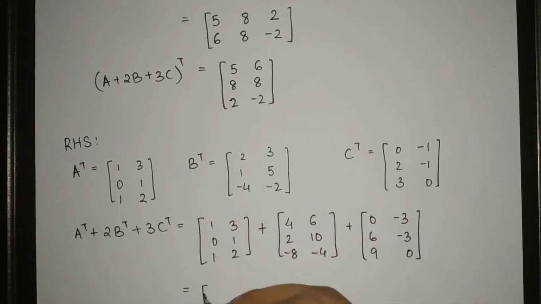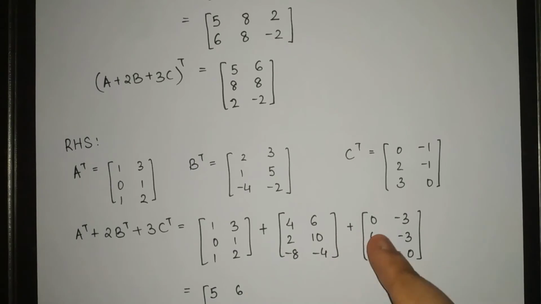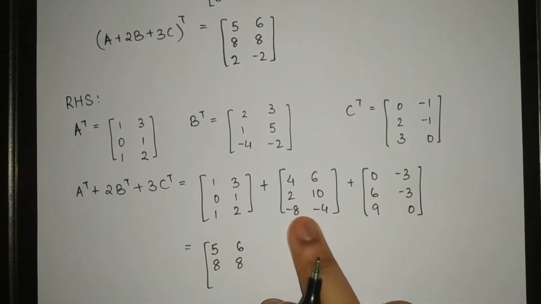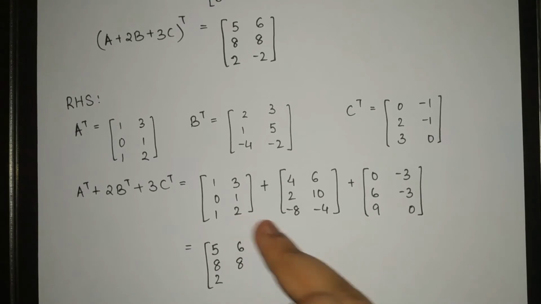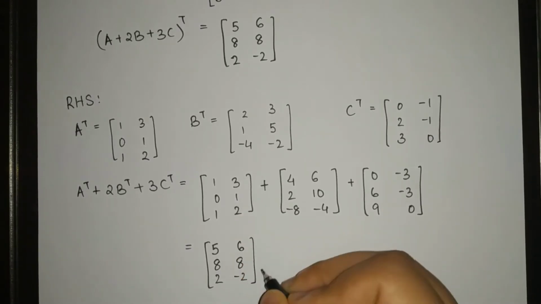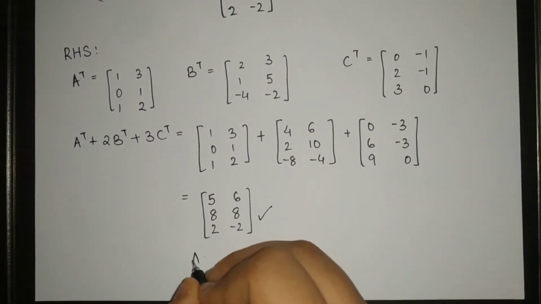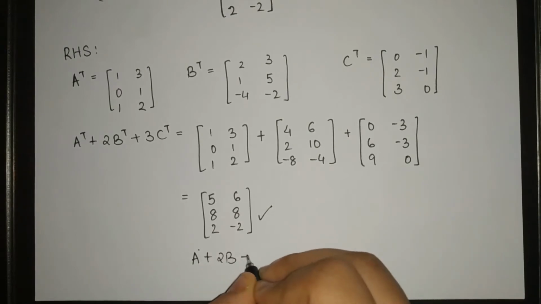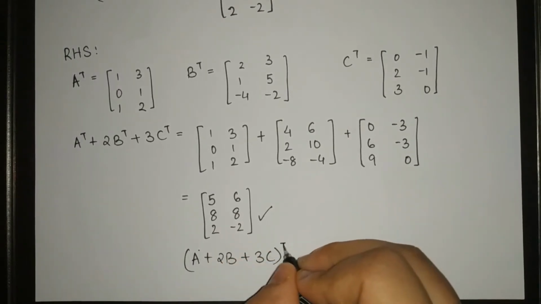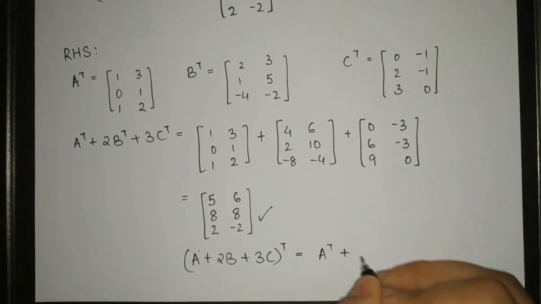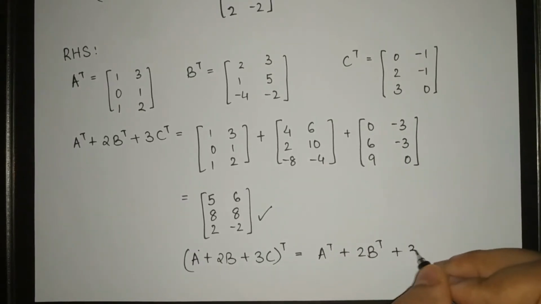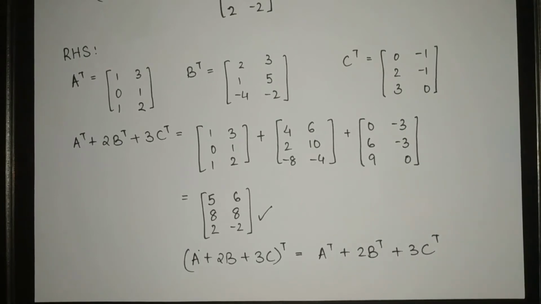So 1 plus 4 plus 0 is 5. 3 plus 6 minus 3 is 6. 0 plus 2 plus 6 is 8. 1 plus 10 is 11, minus 3 is 8. Next, 1 minus 8 plus 9 is 2 and 2 minus 4 is equal to -2. And if you can observe, this matrix and this matrix are exactly the same. And therefore, we have proved that A plus 2B plus 3C transpose is equal to A transpose plus 2B transpose plus 3C transpose. Let's do the next question.